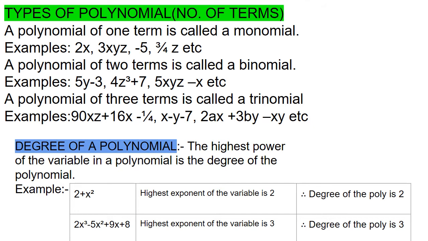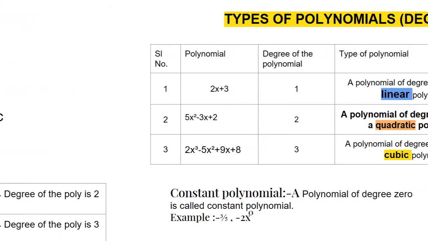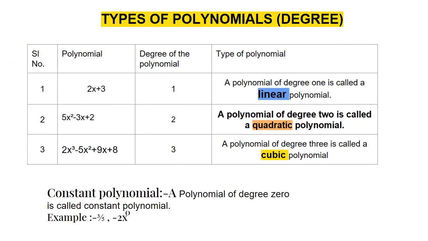The first example is 2 plus x square. The variable is x. The highest exponent of the variable is 2. Therefore, the degree of the polynomial is 2. Now observe the second example here. 2x cube minus 5x square plus 9x plus 8. The highest exponent of the variable is 3. Therefore, the degree of the polynomial is 3. Now the types of polynomials according to their degrees.